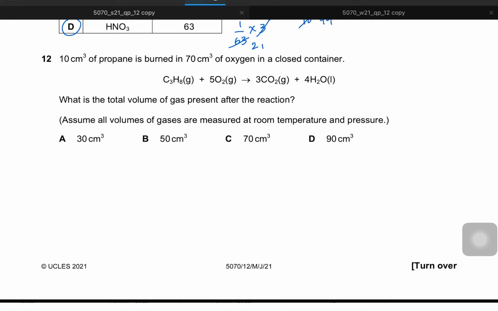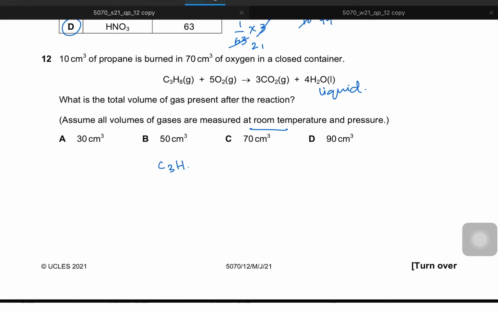10 centimeter cube of propane is burned in 70 centimeter cube of oxygen in a closed container. What is the total volume of gas present after the reaction? Assume all the volumes of gases are measured at room temperature. So again, room temperature means water is liquid, as they have mentioned. So don't count water.